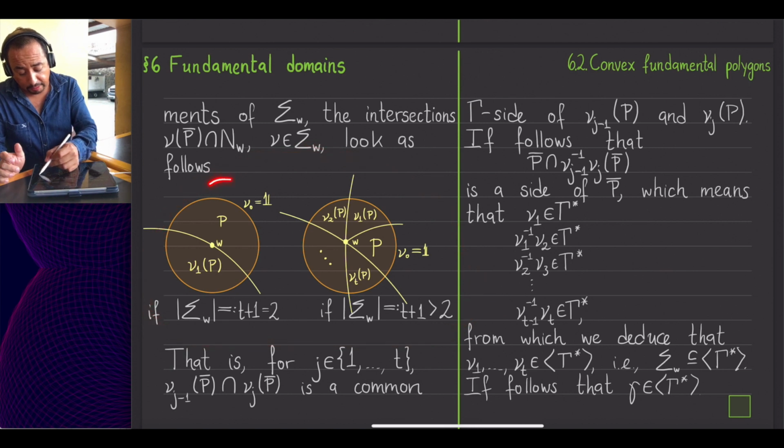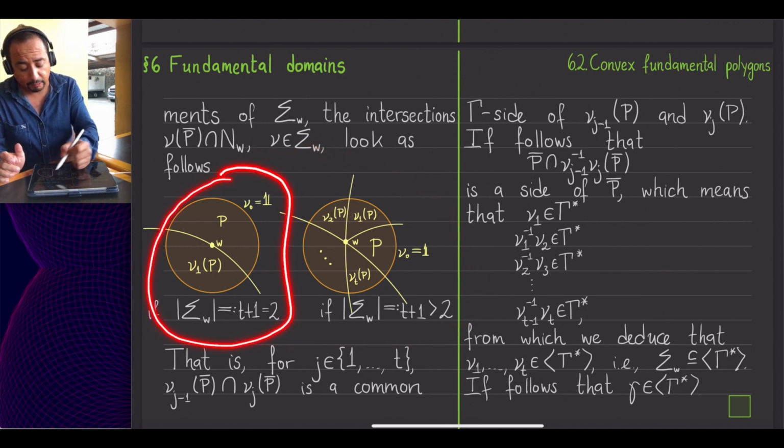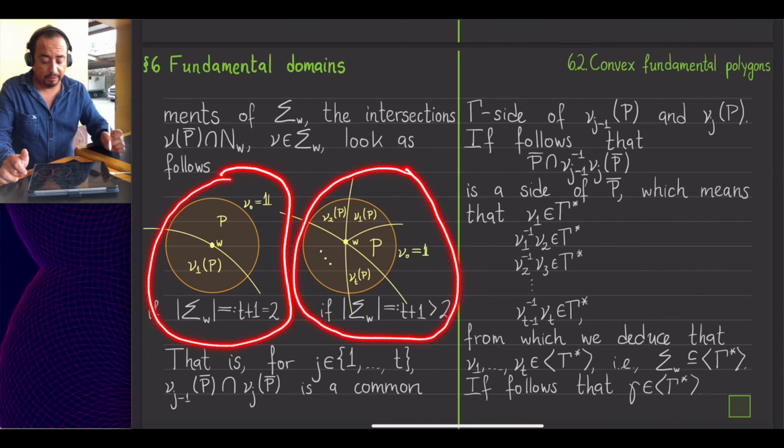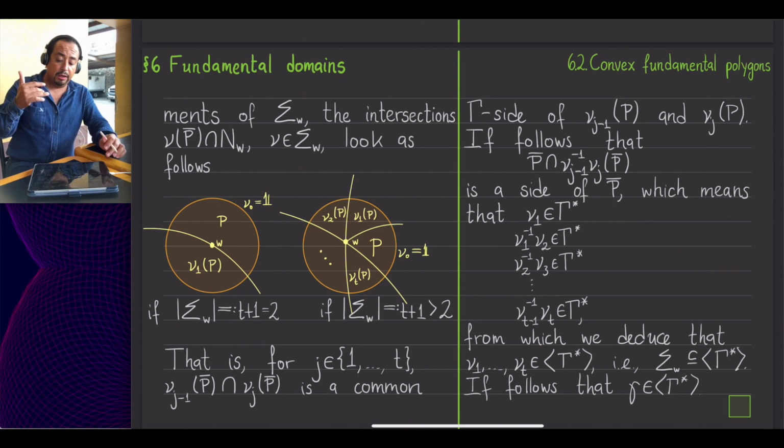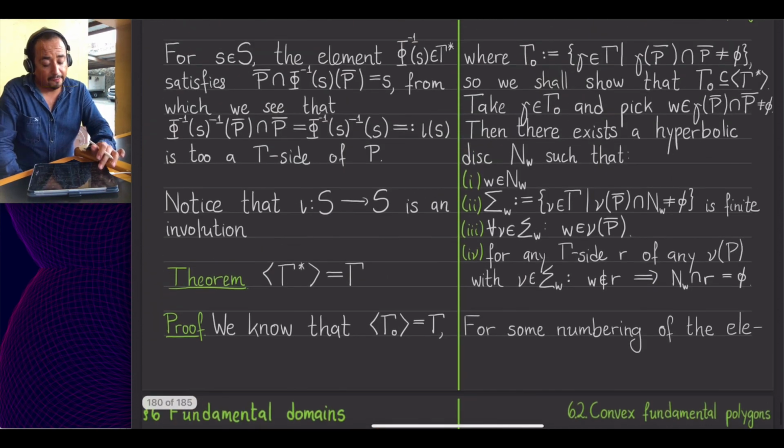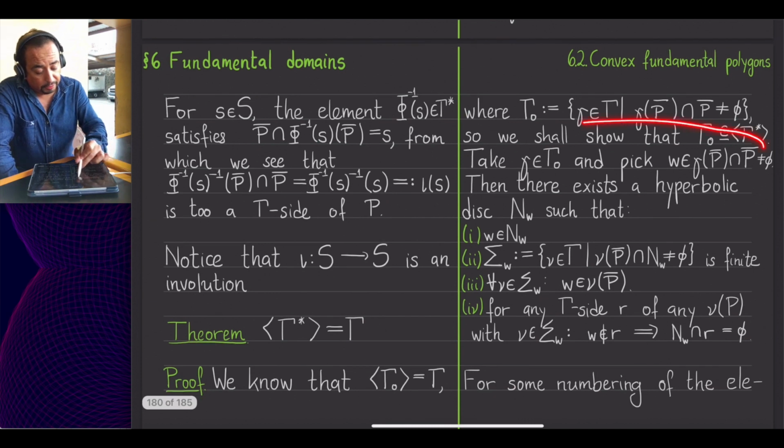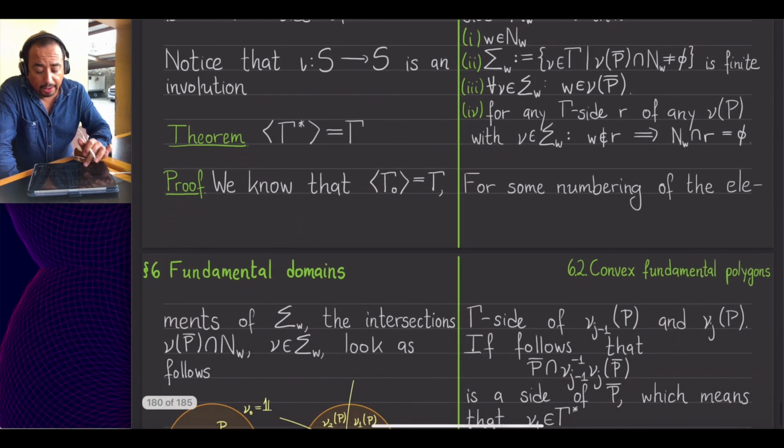This would be in case sigma W has exactly two elements, and this would be in the case it has more than two elements. Sigma W must have at least two elements because of the way we took gamma and W.